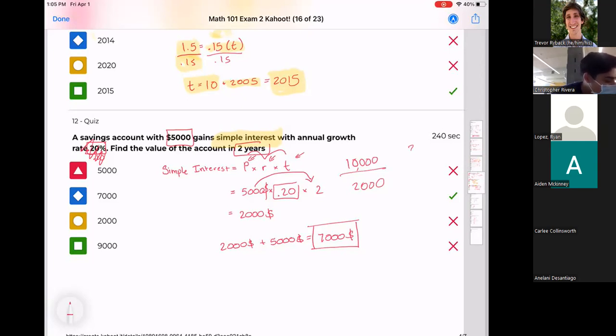And then once you get that $2,000, you're not done because the $2,000 is essentially just the simple interest only. But that's not the value of the account. The value of the account is the simple interest plus your initial investment, or plus your principal value. So I'm gonna do $2,000 plus my principal, and I'm gonna get 7,000. And that's how you get that.